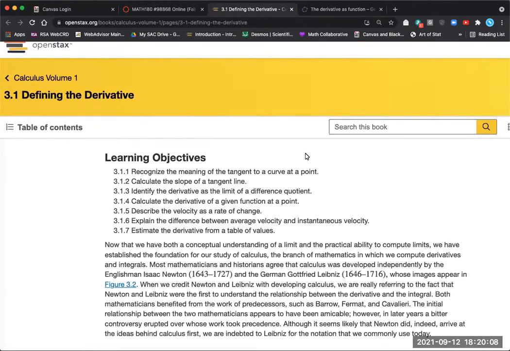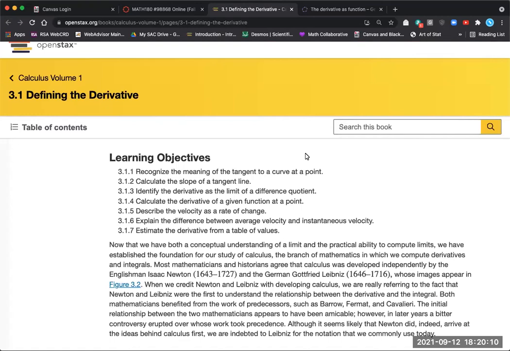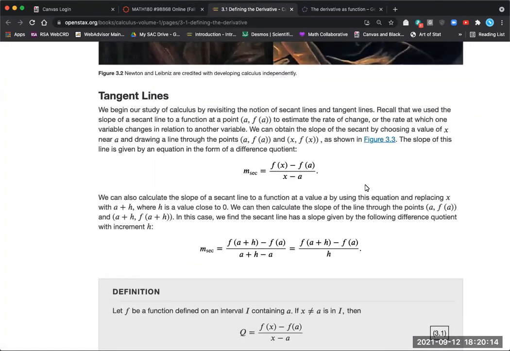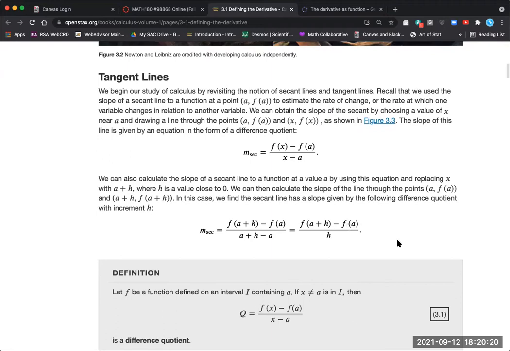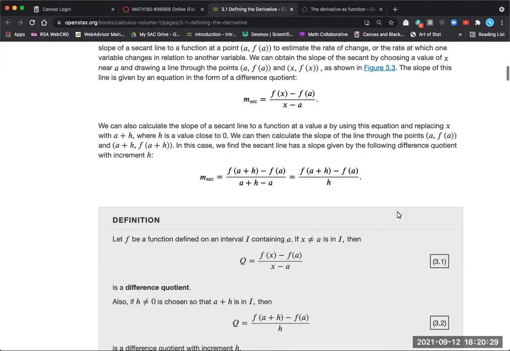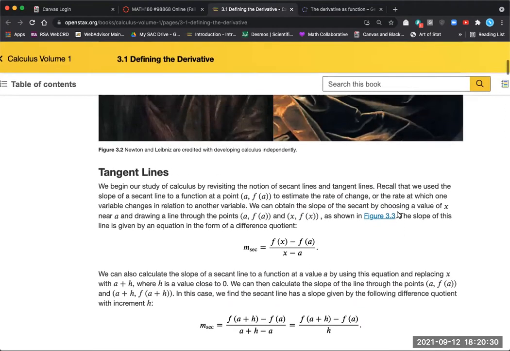Let's take a look at lesson 3.1, defining the derivative. So we come back to this idea of tangent lines. And so the tangent lines play an important role, an integral part of us finding the value of the derivative. That's a concept of us trying to figure out what is the value of the rate of change of a function. And so let's take a look at this applet here.